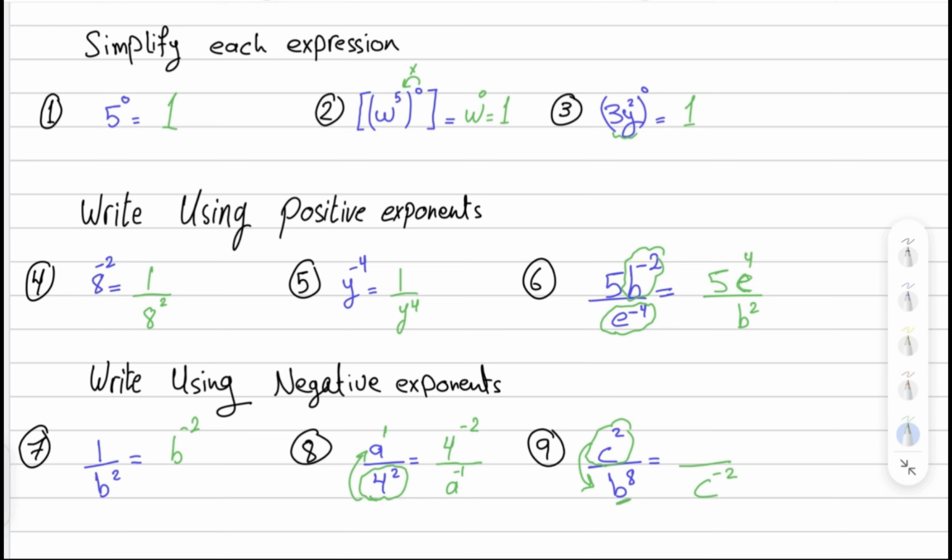And for b, if we want to write it using a negative exponent, we're going to raise it up, but we're going to have a negative exponent, or the opposite of the exponent. It will be b to the power minus 8.